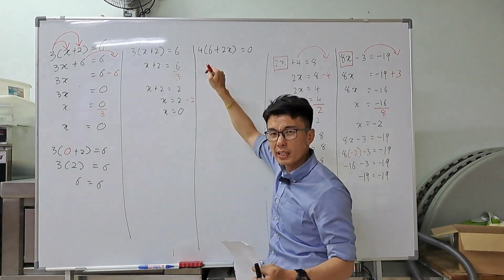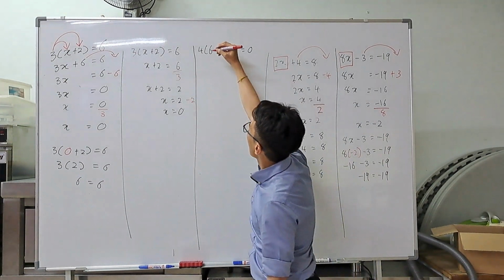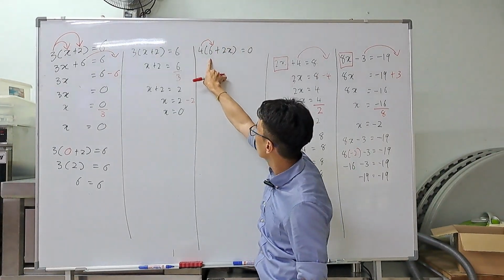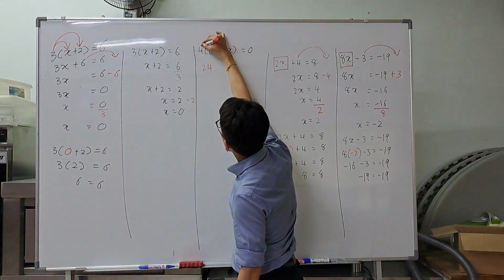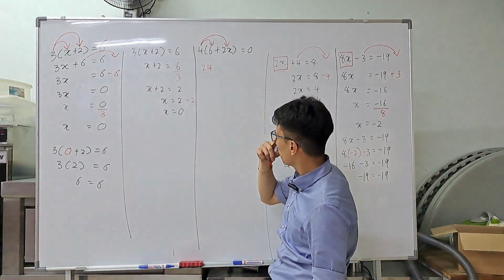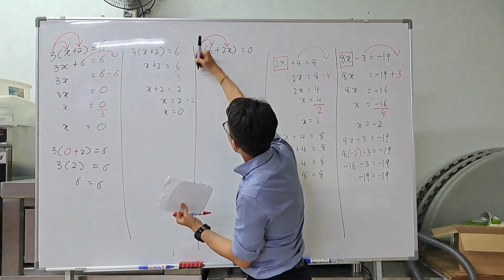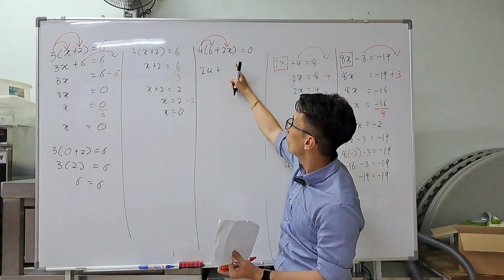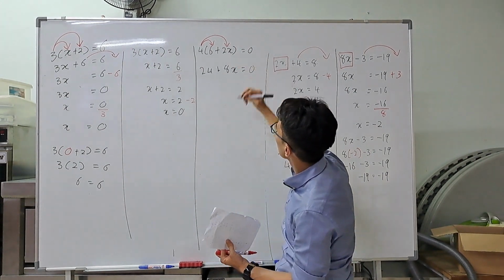Again, 4 next to a bracket, multiplication. I have 2 numbers here, so you just have to multiply both of them. First, 4 times 6, you will get 24, and then 4 times 2x, you will get 8x. So 24 plus 8x equals 0.